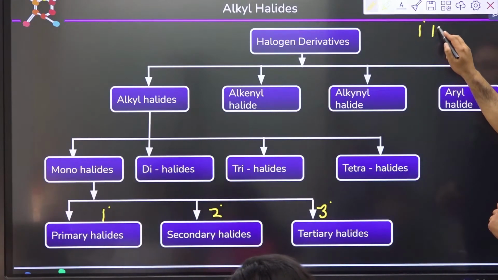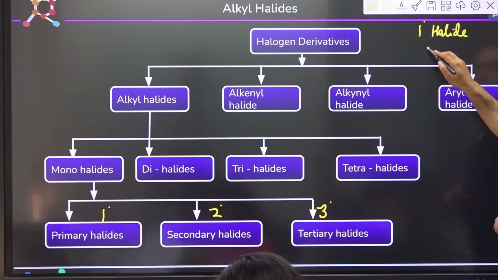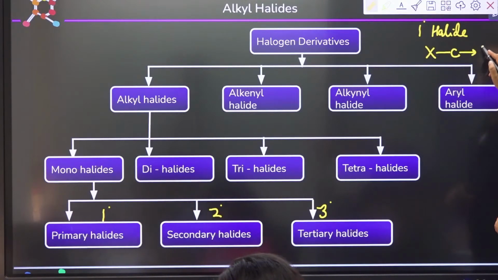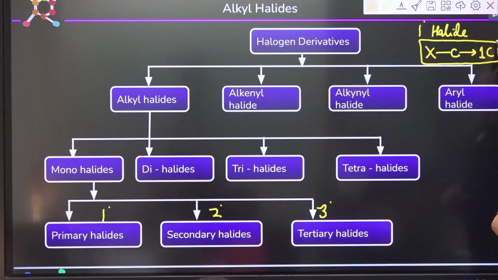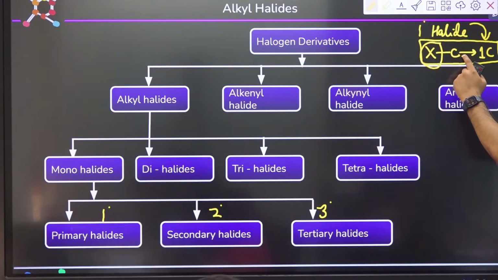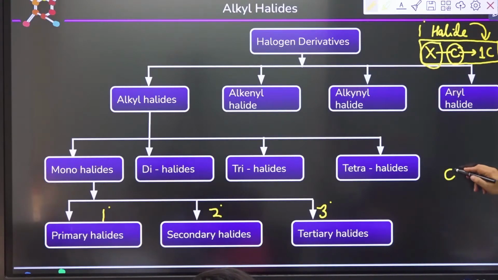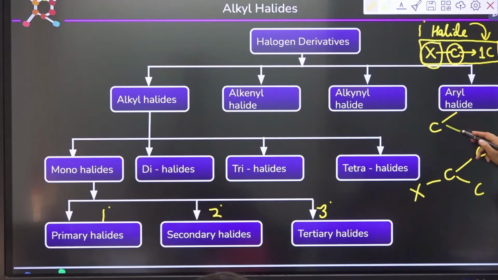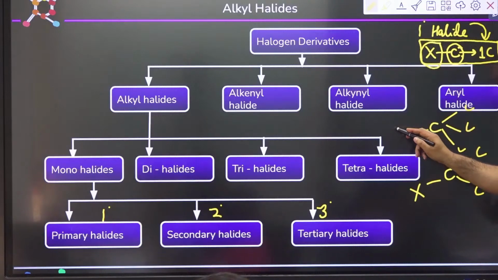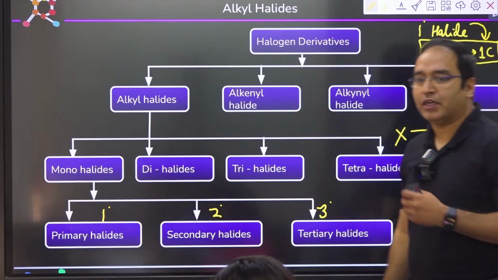Write down one line for 1 degree. 1 degree halide is when the halogen is attached to a carbon which is attached to just one carbon. Any carbon attached to just one carbon, if it gets halogen, is called 1 degree halide or primary halide. Any carbon attached with 2 carbons, if that gets halogen, what do we call it? 2 degree halide. And if any carbon attached with 3 carbons gets halide, that is tertiary halide.